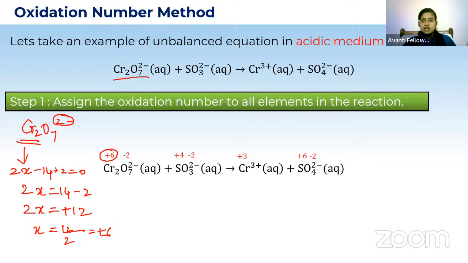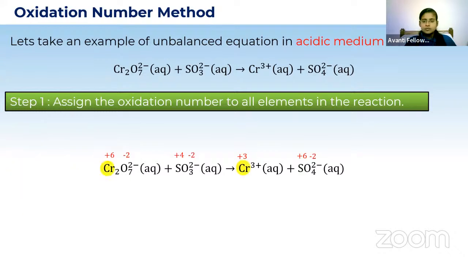Clear? So assign oxidation number to all the elements in the reaction. So we have chromium, we have oxygen, we have sulfur. We have only these 3 elements in this reaction, and I have assigned the oxidation number to all the elements. So chromium is moving from plus 6 to plus 3. Plus 6 to plus 3 means it has gained 3 electrons.